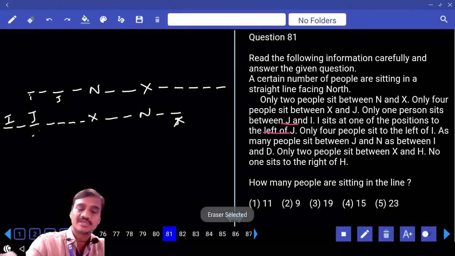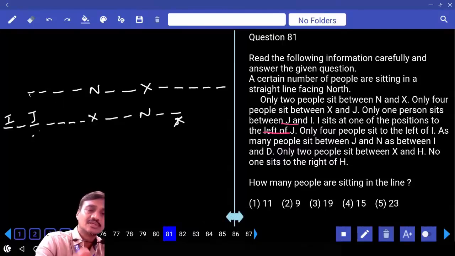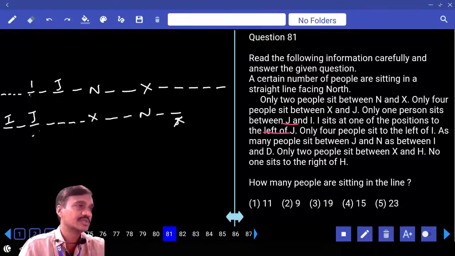I cannot be here, J cannot be here. Hence where should this J be? J is here, I is here, and only 4 people to the left of I. Now in this one there are 4 people to the left of I.